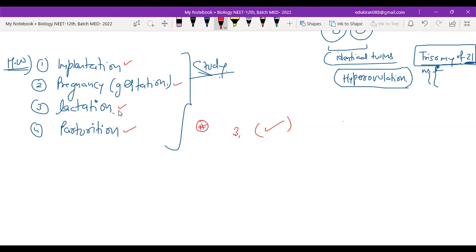Okay, prolactin is the one, and just look at the structure of the mammary gland. It is there in the NCERT. So this chapter will be done for your exam. Sir, what about the diagrams from this chapter?